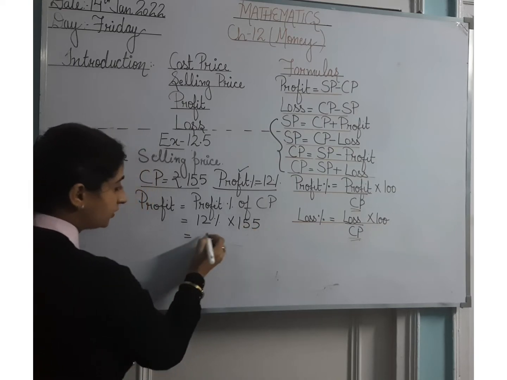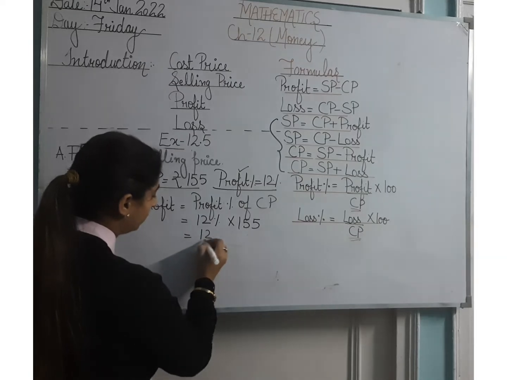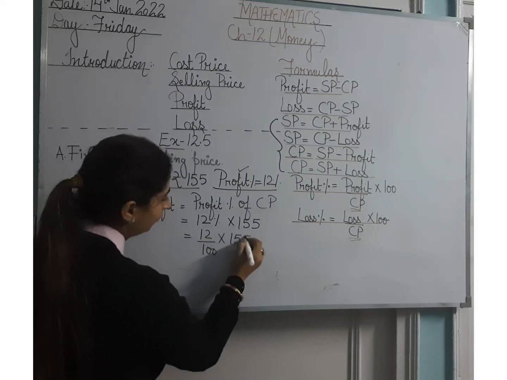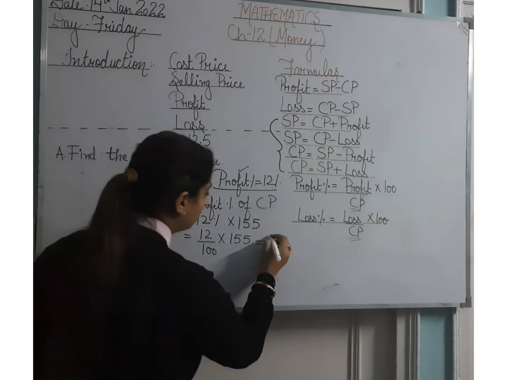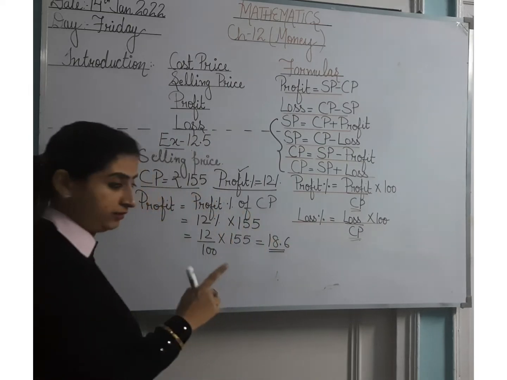Now, I told you what percent is. Percent means divided by 100. So once you do 12 divided by 100, multiplied by 155, when you solve, you will get 18.6 as the answer. This is your profit.